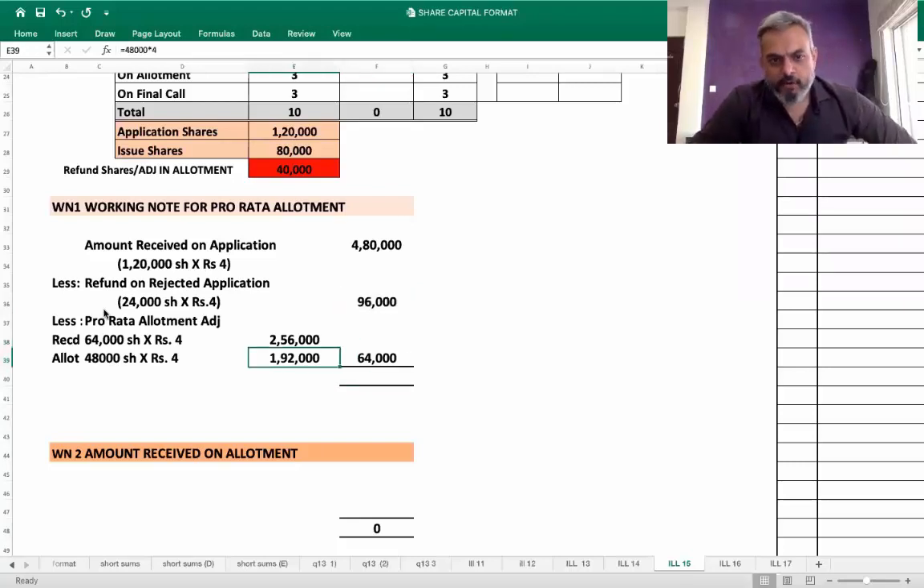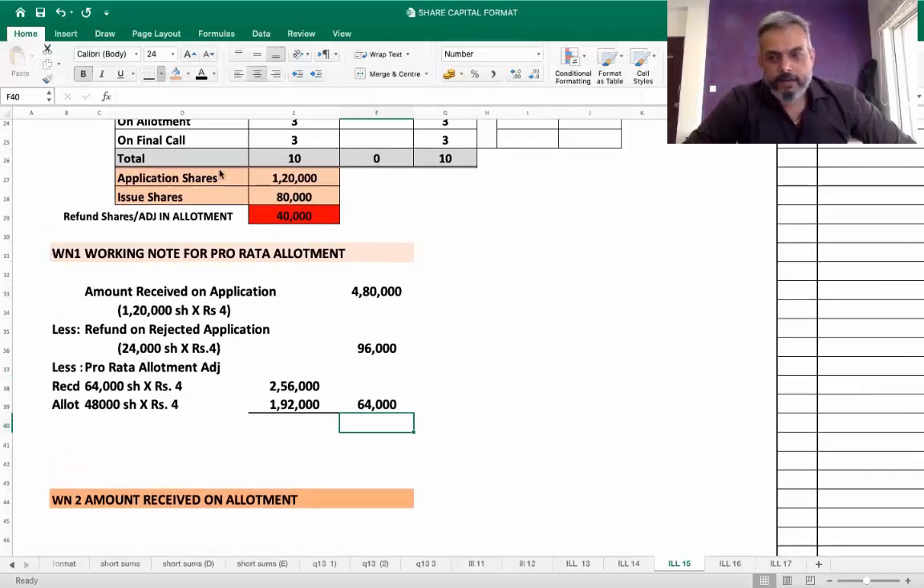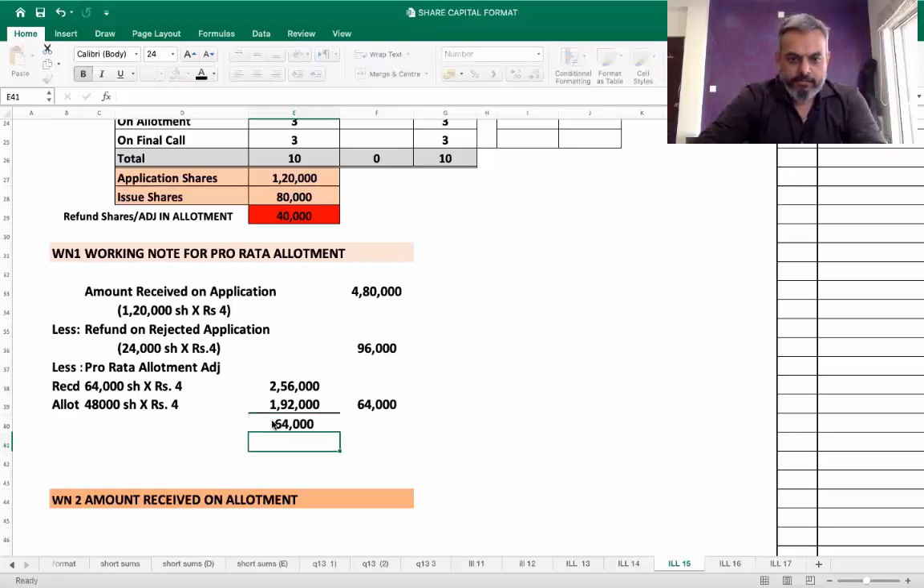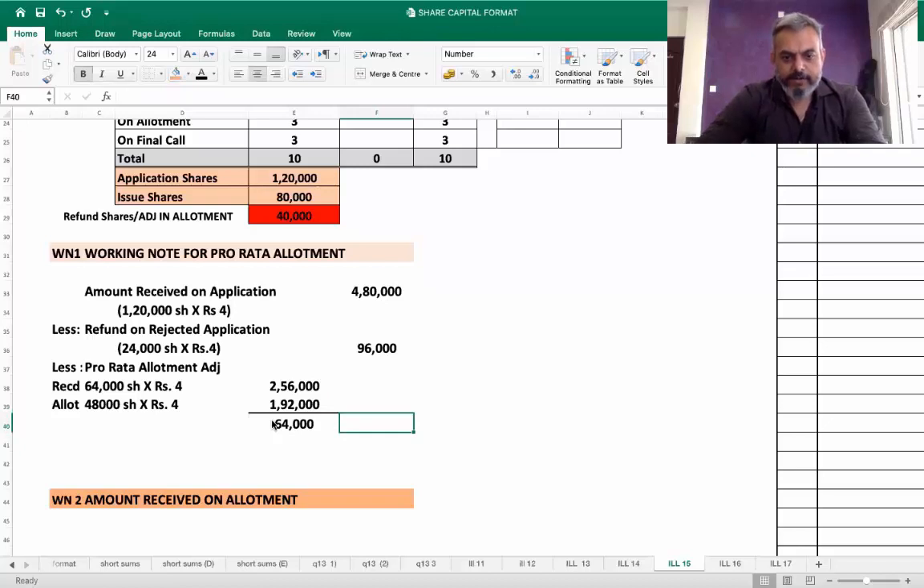So now you can see over here कि यहाँ पे we received 2,56,000 from these shareholders and we allotted them 48,000 shares into 4, यानी 1,92,000 हमें actually receive करना चाहिए था but we received 2,56,000, यानी 64,000 amount जो है we have received towards allotment, जो हमारे कैपिटल में अभी जाएगा नहीं. So 64,000 is what we received. Now write over here also 64,000.